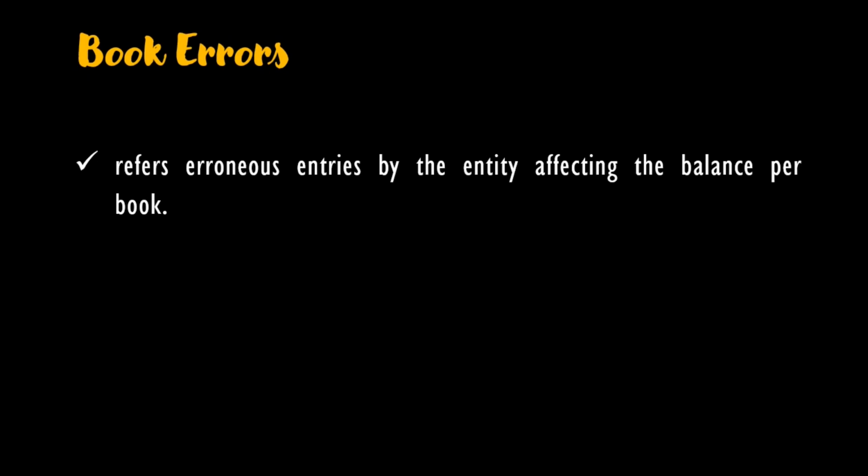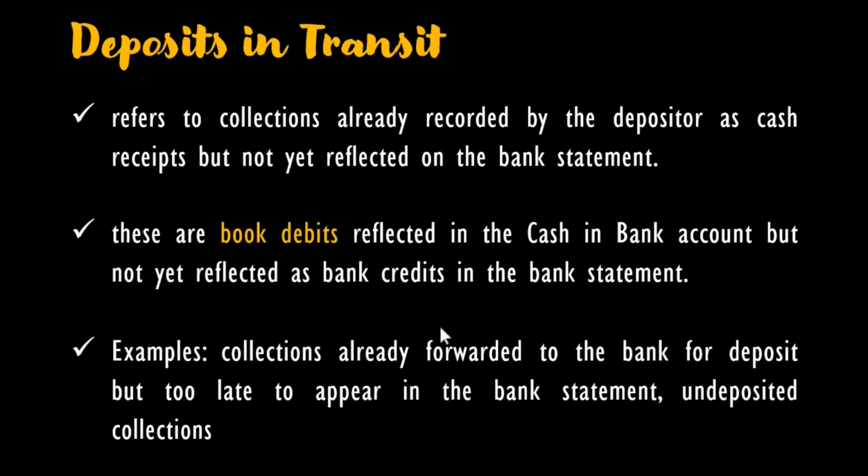So, let's proceed to the bank reconciling items. First on the list is deposits in transit. Deposits in transit refers to collections already recorded by the depositor as cash receipts but not yet reflected on the bank statement. This is the opposite of the credit memo. In the credit memo, the bank was the first to record. Here, the company was the first to record, and it has just not yet been acknowledged or reflected in the bank statement.